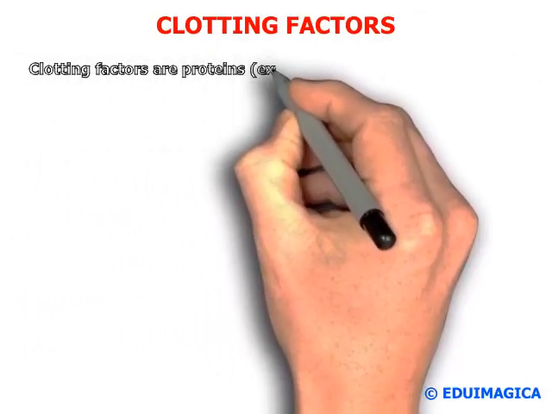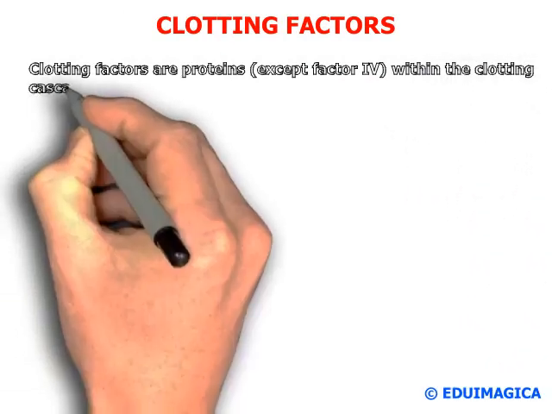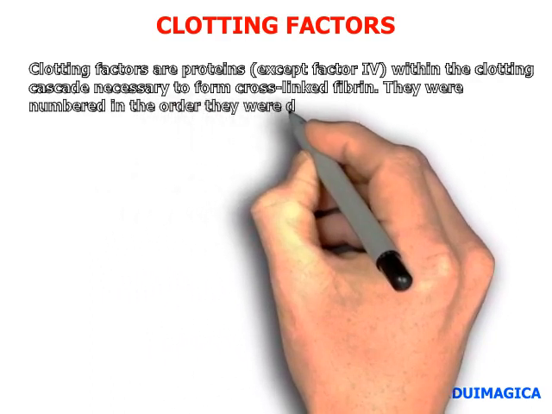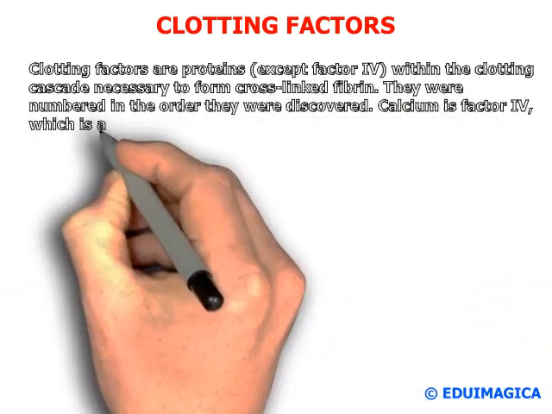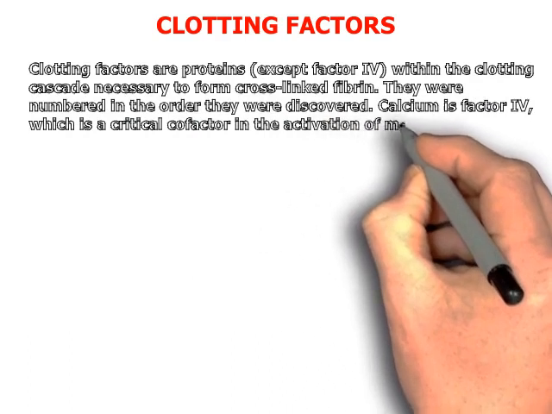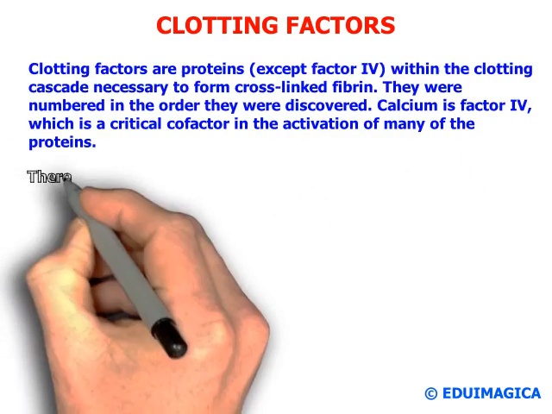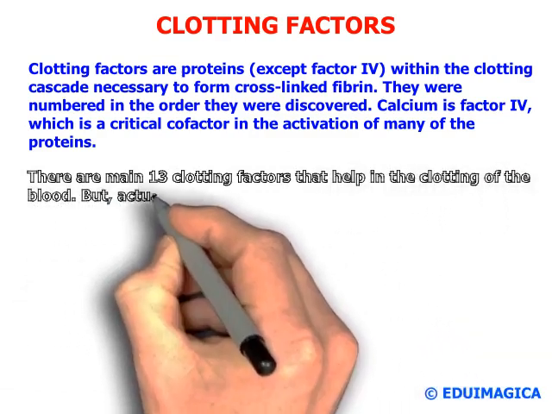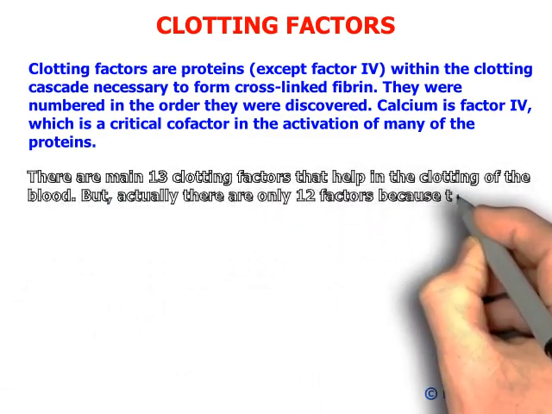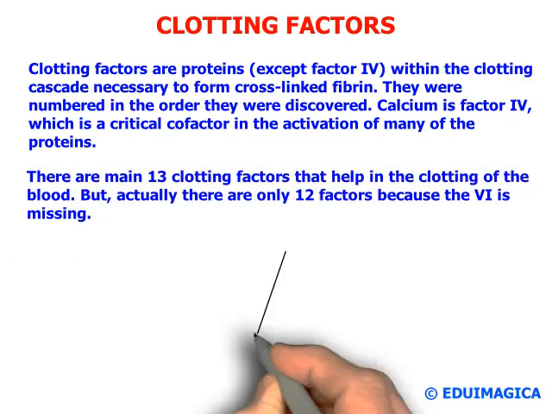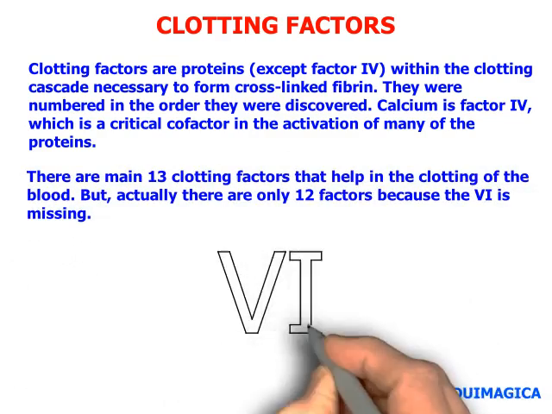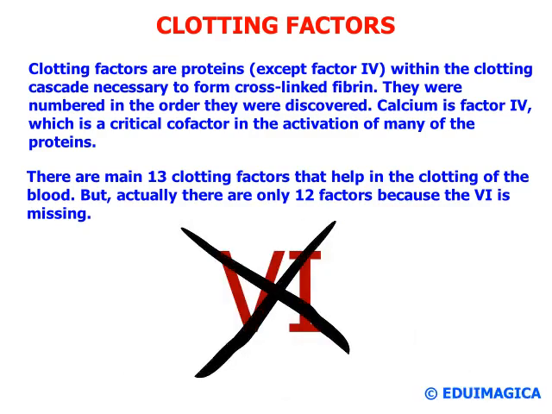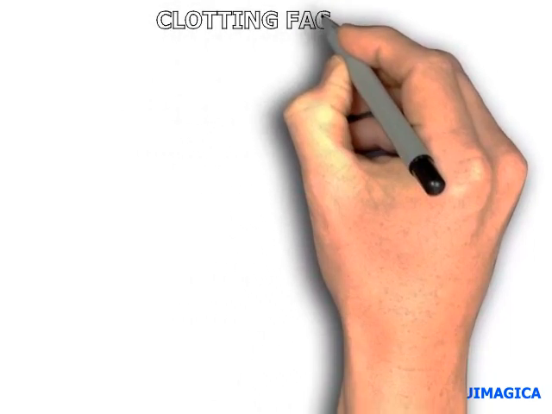Clotting factors are proteins, except the factor number 4, within the clotting cascade necessary to form cross-linked fibrin. They were numbered in order they were discovered. Calcium is factor 4, which is a critical cofactor in the activation of many of the proteins. These are main 13 clotting factors that help in the clotting of the blood, but actually there are only 12 factors because the factor number 6 is missing, because earlier the activated form of the factor number 5, that is 5A, was known as factor number 6.